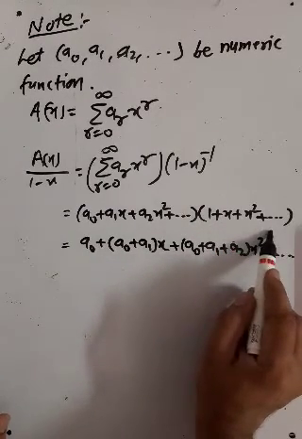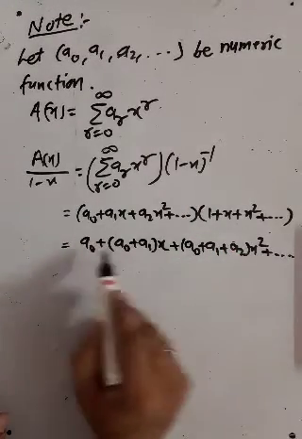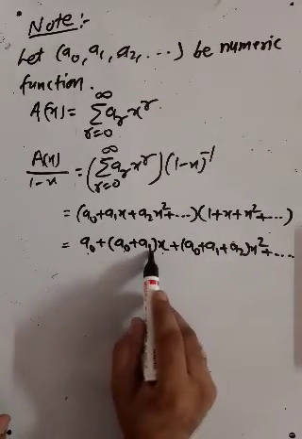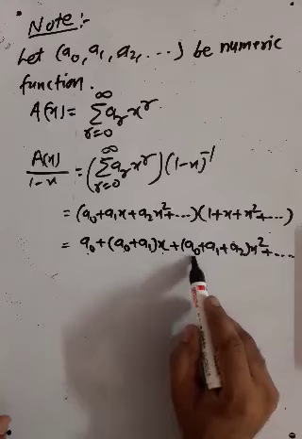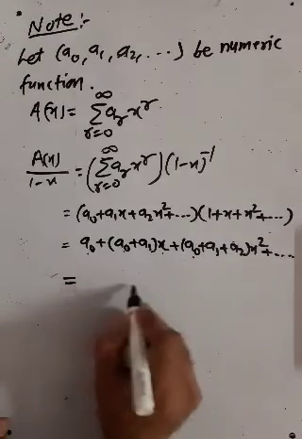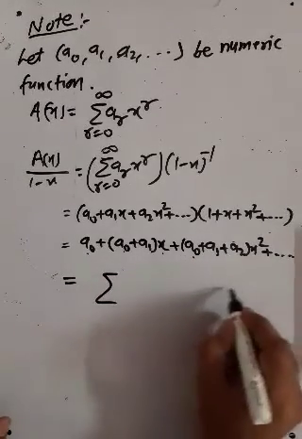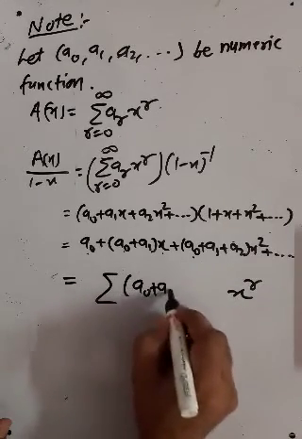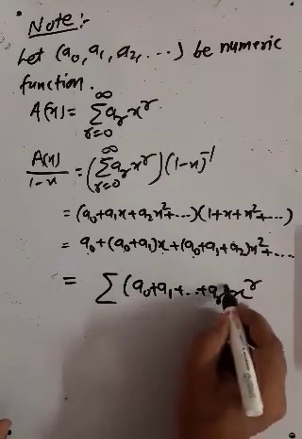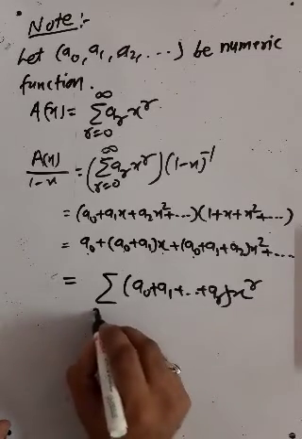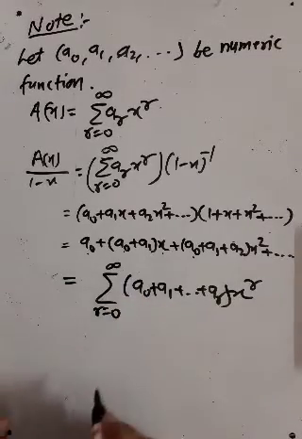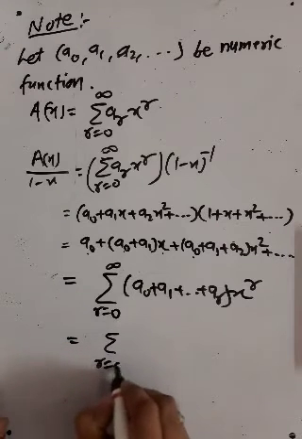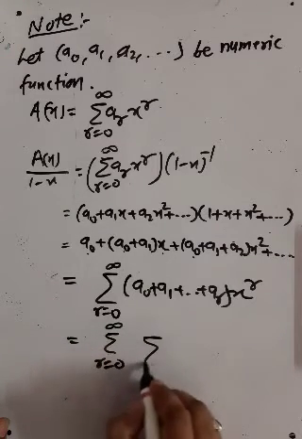Now in the multiplication the constant term is a0 and the coefficient of x is a0 plus a1 and the coefficient of x square will be a0 plus a1 plus a2. Thus we can write this as summation of x power r times a0 plus a1 up to a_r, and r goes from 0 to infinity.